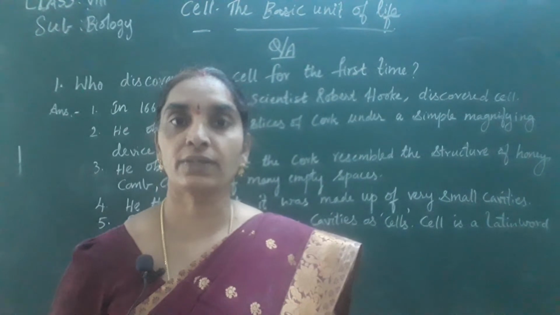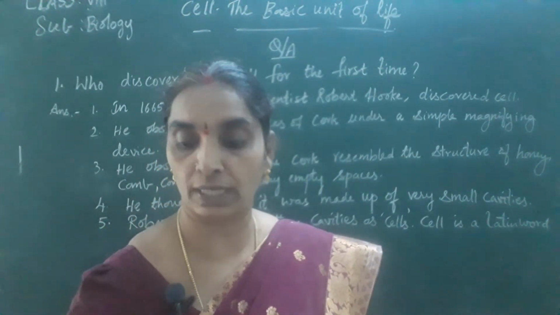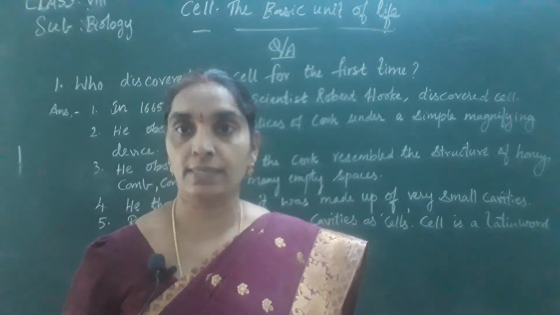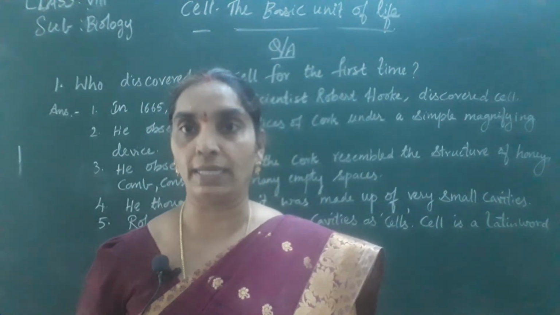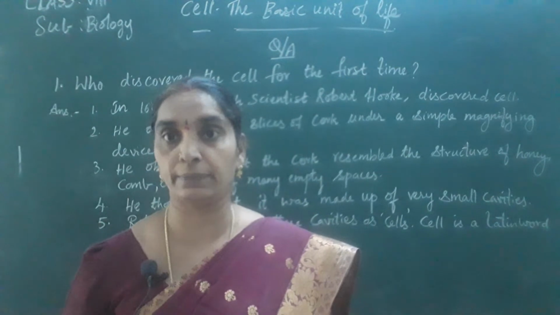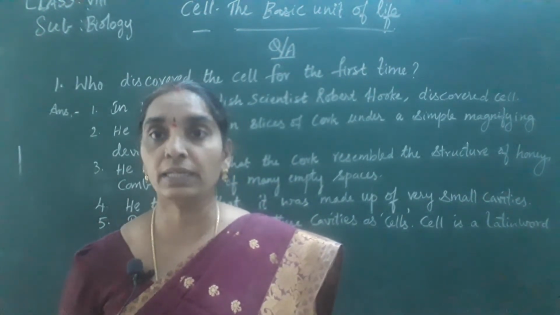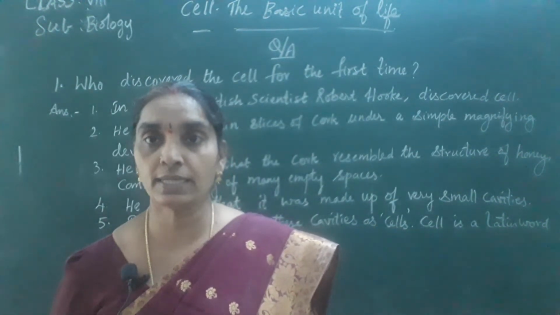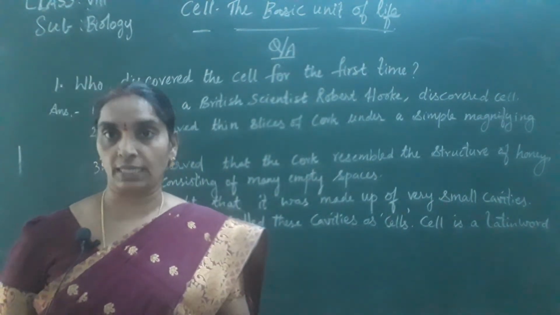Children, now in this question, who discovered the cell for the first time? You know very well that the cell was discovered by Robert Hooke in 1665, while he was observing the cork cells of the oak plant under his magnifying device. It was a simple one, and he observed the honeycomb structure.